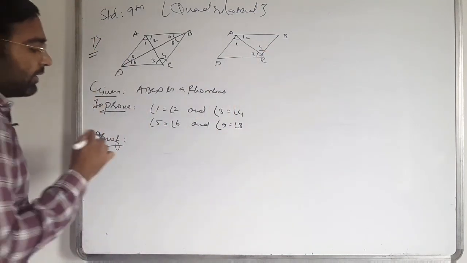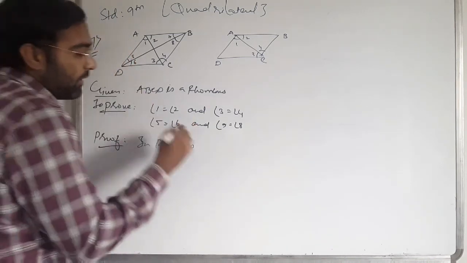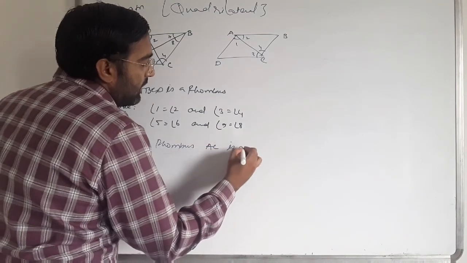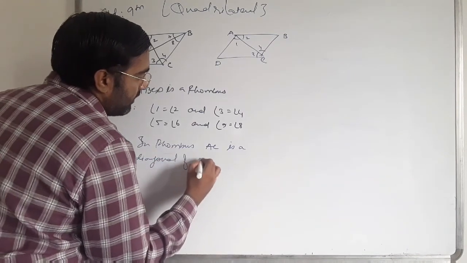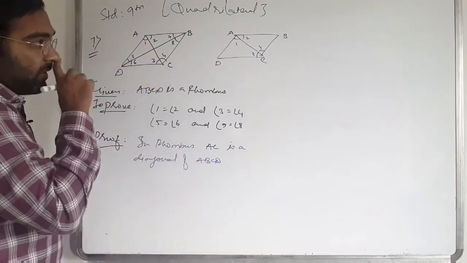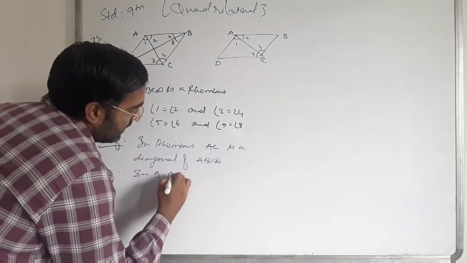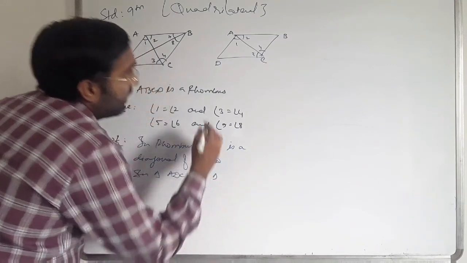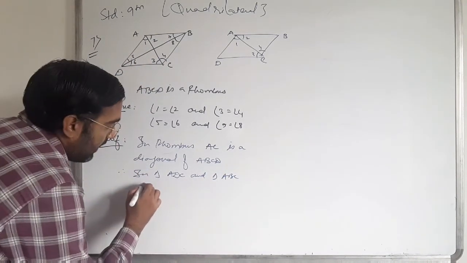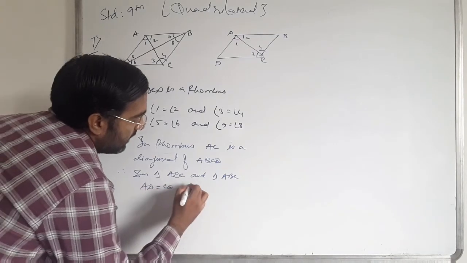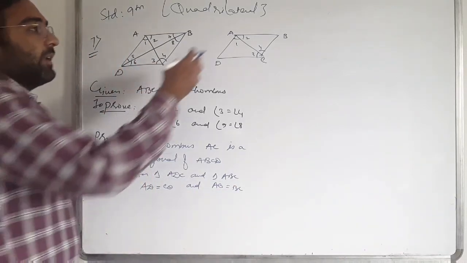So in rhombus ABCD, AC is a diagonal. Therefore in triangle ADC and triangle ABC, in both of them we see that AD is equal to CD and AB is equal to BC, because it is a rhombus, so all the sides are equal to each other.